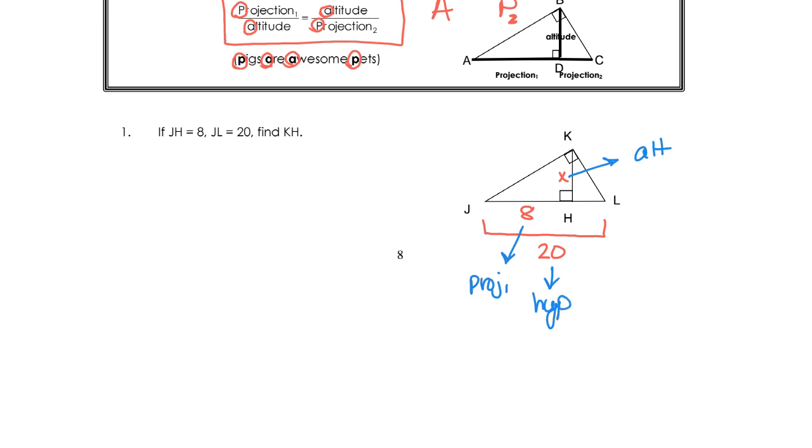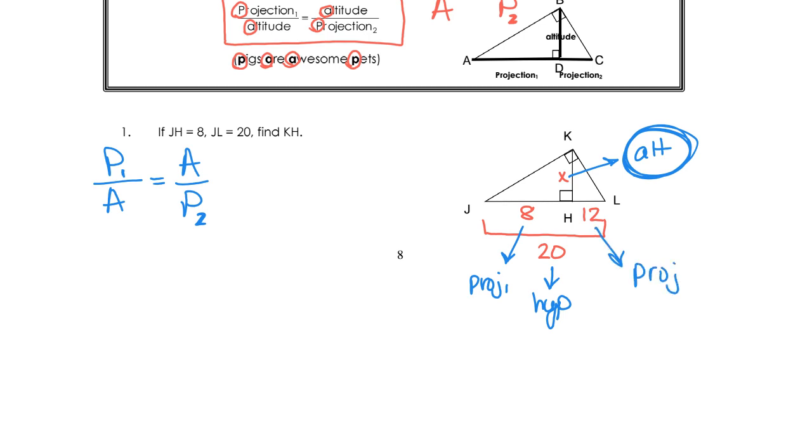All right. So anytime you have an altitude, you always go with pigs are awesome pets. Just got to remember that this is projection 1 and this is projection 2. Okay, so we got to look at our picture and say, do we have all those pieces? Yeah, of course, we have the altitude. Okay, we have projection 1, but we don't have projection 2. Okay, and therefore we have to do a little subtraction here. If we know the whole hypotenuse is 20 and the 20 is made up of 2 projections and one is 8, you're going to go ahead and do a little math and figure out that this one is 12. And that right there is our projection 2.